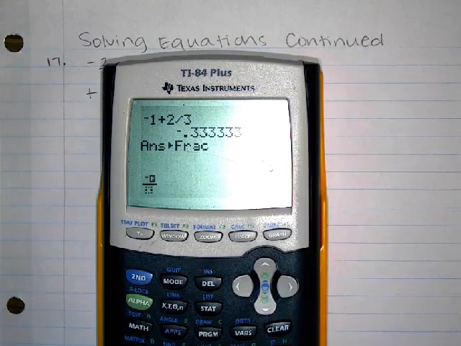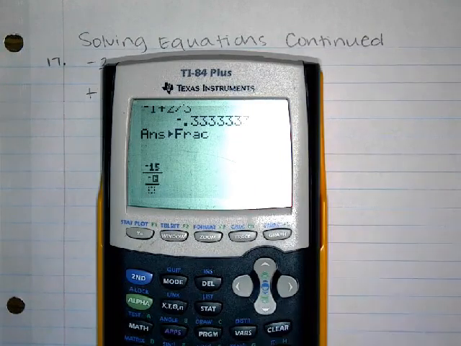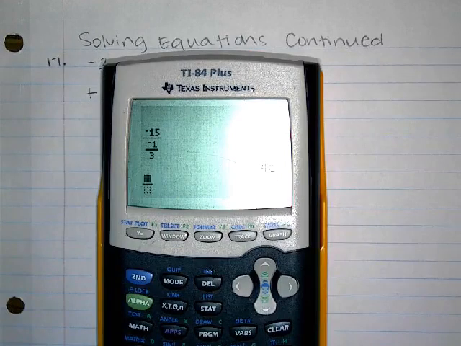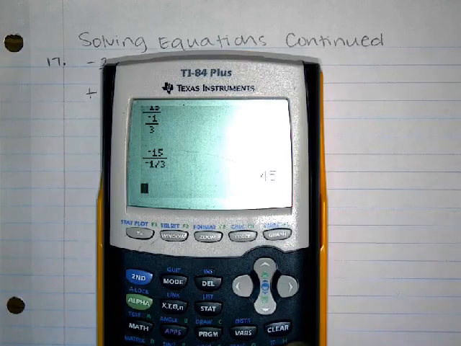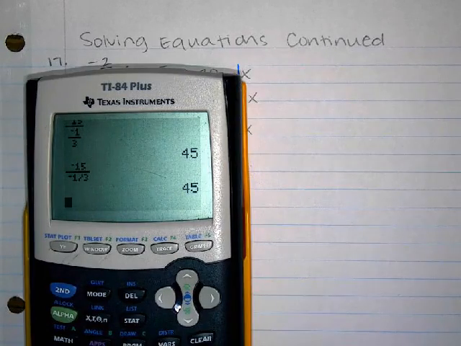Negative 15. And then you can type in the fraction on the bottom, negative 1/3, or you can type in division, negative 1 divided by 3. They're both going to give you the same answer. So I can do alpha y equals on the bottom, negative 1/3, or I can do negative 15 over negative 1 divided by 3. They look slightly different when I type them, but they give me the same answer. So 45. X equals 45.